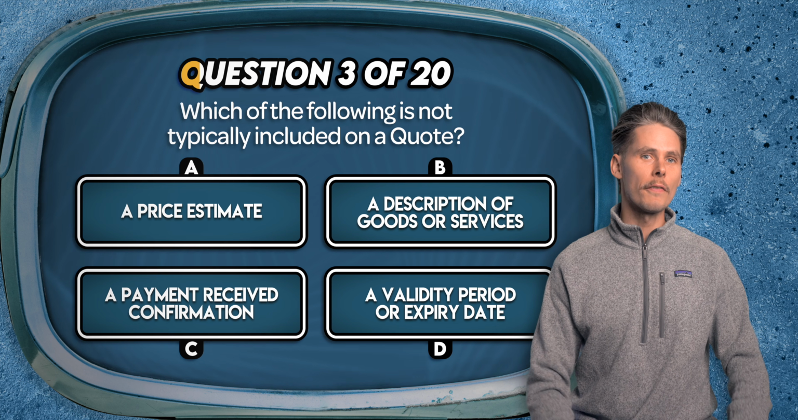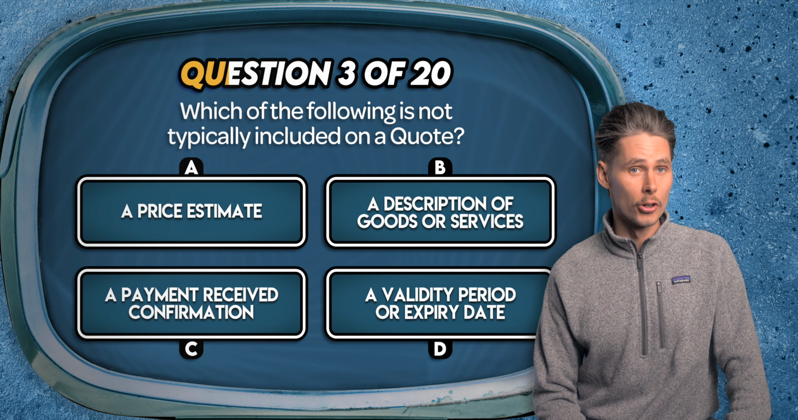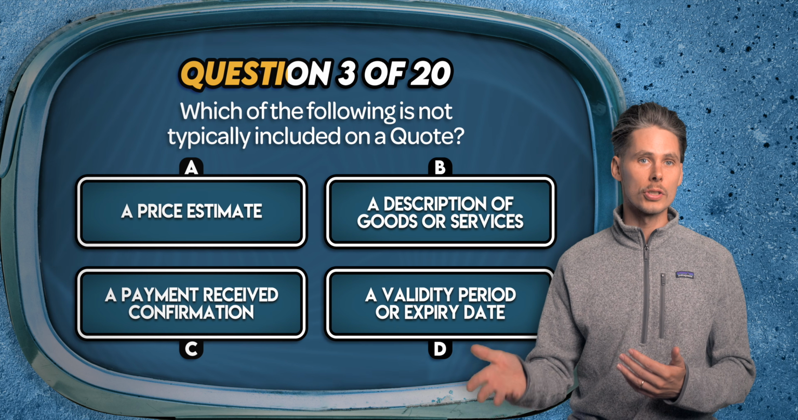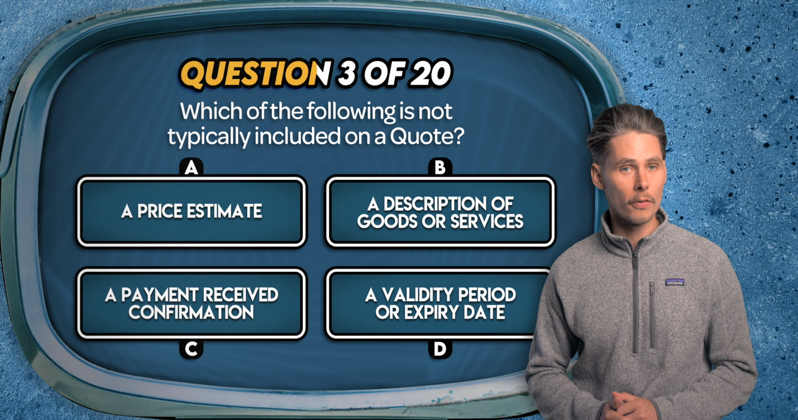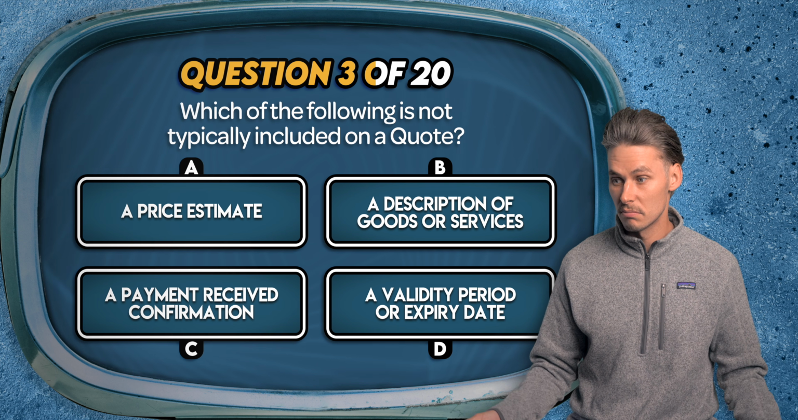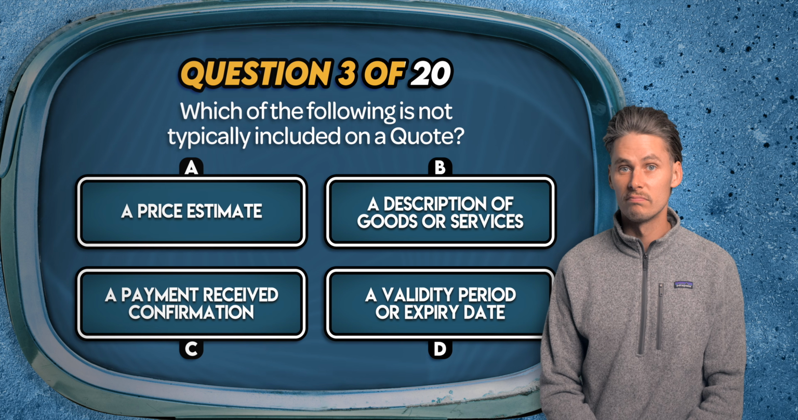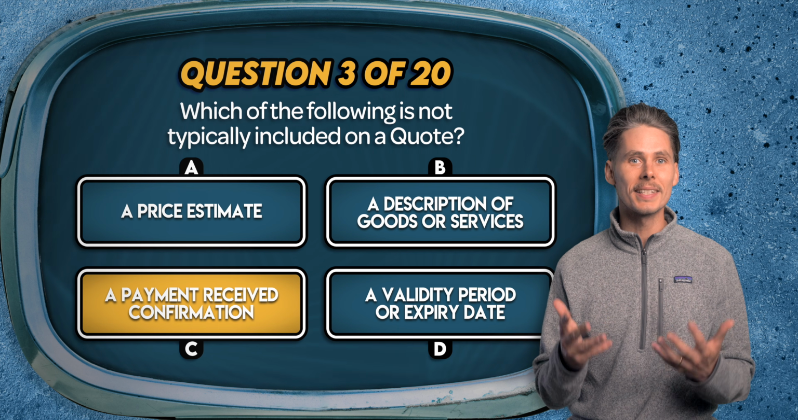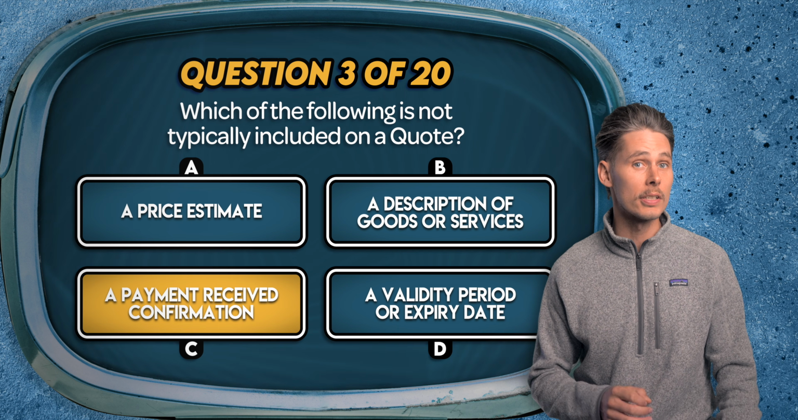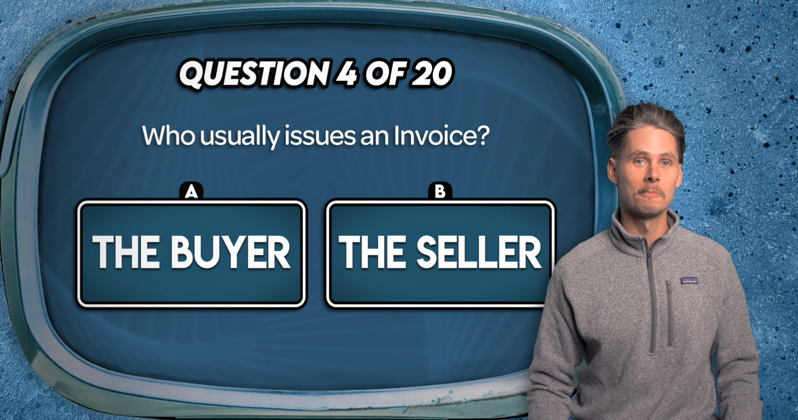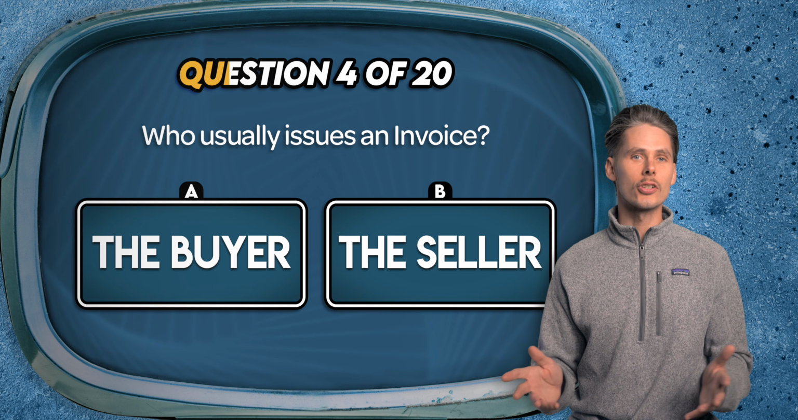Question 3. Which of the following is not typically included on a quote? Is it a price estimate, a description of goods or services, a payment received confirmation, or a validity period or expiry date? It's C. A quote outlines the estimated price and details of goods or services to be supplied, often with an expiry date.